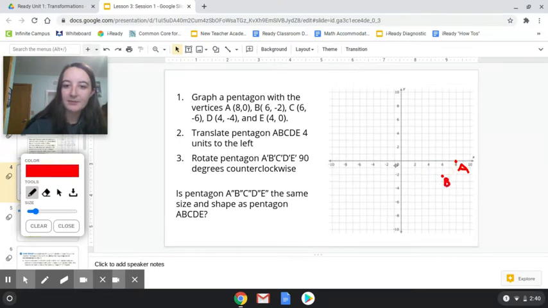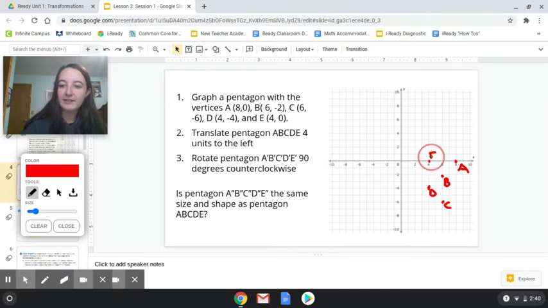And we have our C, which is at 6, -6, so we go to the right 6, down 6, so there's our C. And then we have our D, which is at over 4 and down 4, so there's our D. Then finally we have our E, which is to the right 4 and down 0, so here's our E.